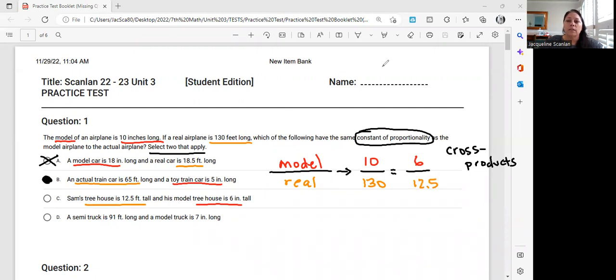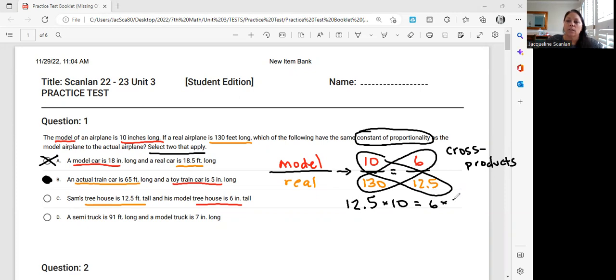Okay, again, now that I've got it set up, I'm going to use cross products. I'm going to multiply 12.5 times 10. Now remember, it doesn't matter the order that you multiply in. I could do 12.5 times 10, or I can do 10 times 12.5. It doesn't matter. And then I'm going to multiply 6 times 130 and see if I get the same answer. I know that 10 times 12.5 is 125. And 6 times 130 is 780. Okay, so very clearly you can tell those are not equal, therefore I'm eliminating answer choice C.